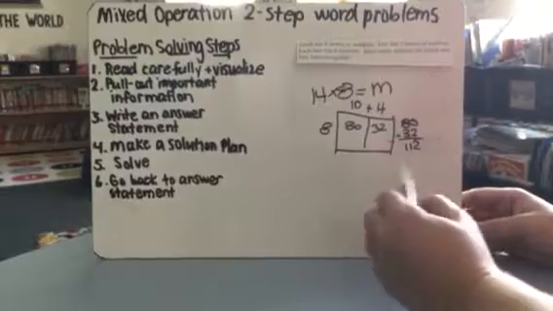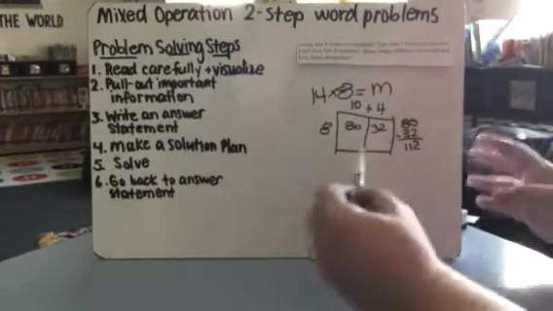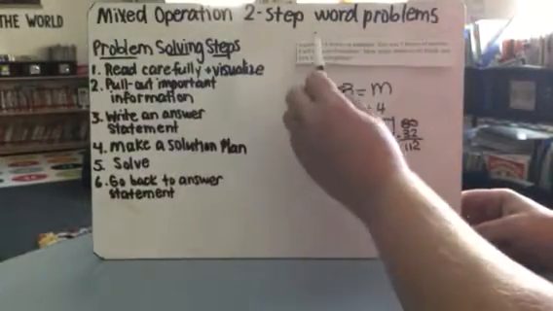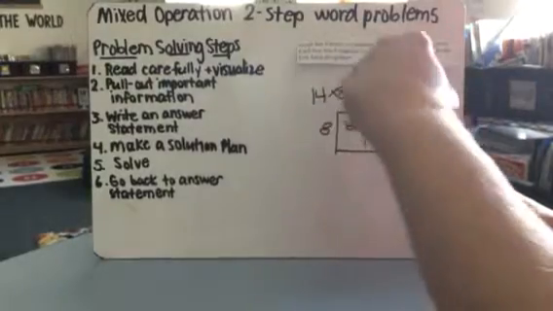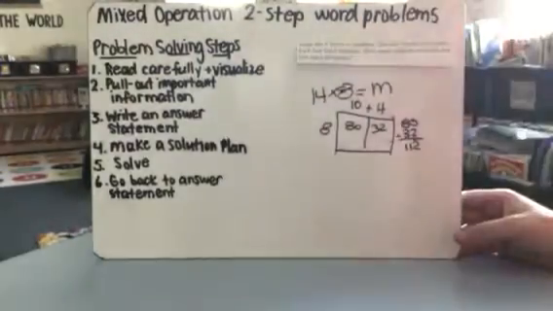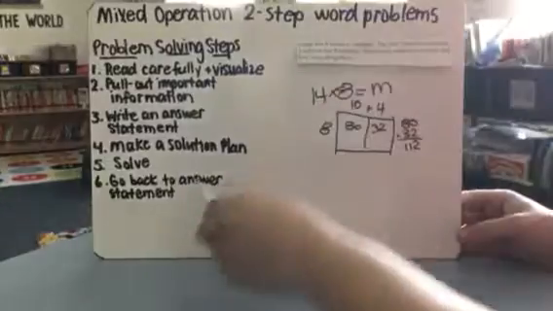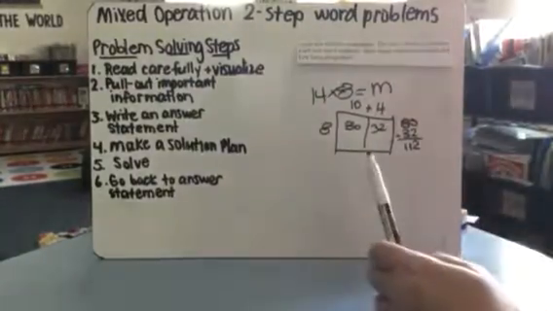So I would go back to my answer statement, which I don't have written here anymore, but it would be: Jonah and Eric have 112 markers all together. And I think about whether that answer makes sense.